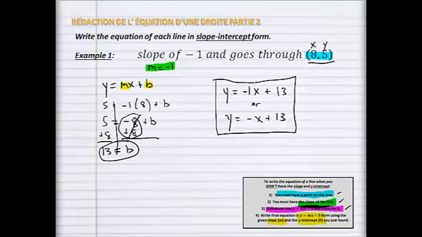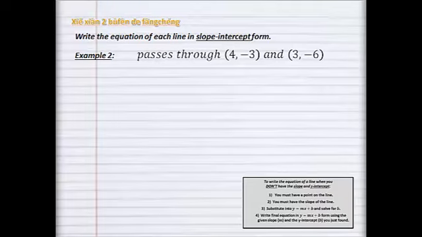Okay, so that problem was just like the ones you saw in yesterday's lesson. Now let's go ahead and look at a problem that takes us just one step deeper. Okay, this one says that we want to write the equation of the line in slope-intercept form that passes through (4, -3) and (3, -6). So let's go down to our little checklist down here and see.